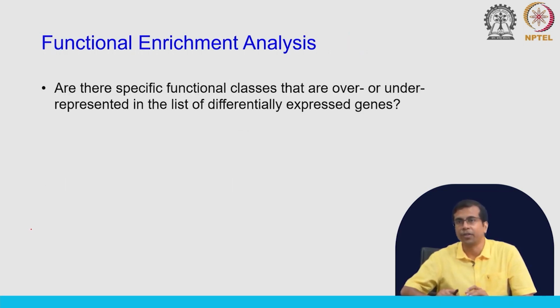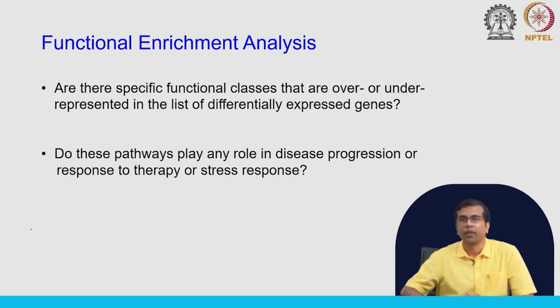These are the questions that we ask here. Are there specific functional classes that are over or under represented in the list of differentially expressed genes? We are probably asking this question because we want to understand the biology, what is actually happening inside the cell in case of disease samples or in case of treatment versus control analysis. So, the functional classes that are over represented are probably very important for the disease progression and so on.